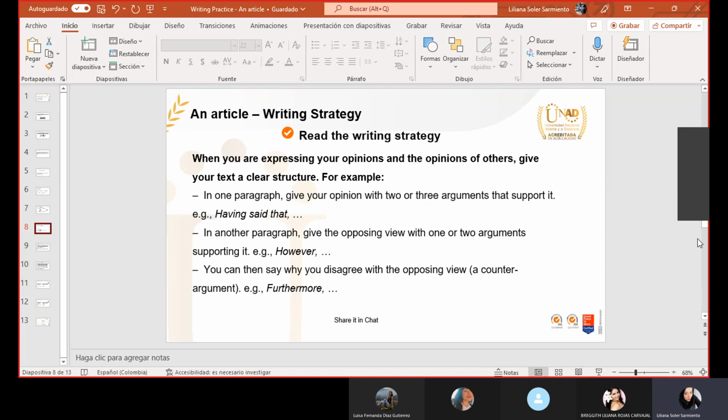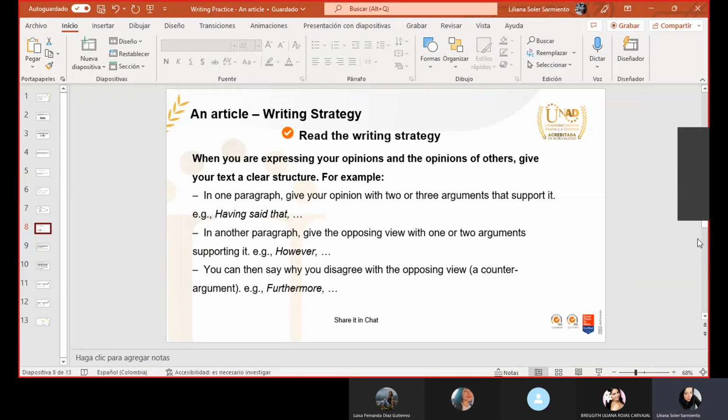Okay, thank you. Karen, could you read the second tip? Yes, in another paragraph, give the opposing view with one or two arguments supporting it, e.g., however. Exactly, thank you. E.g., example given.